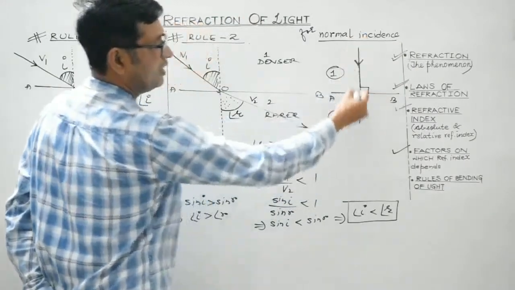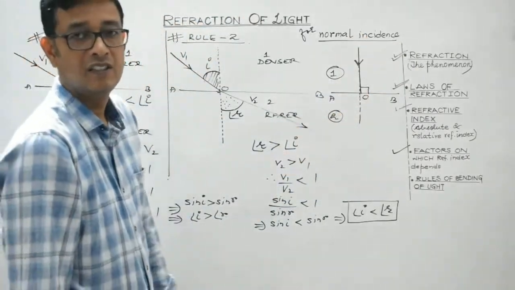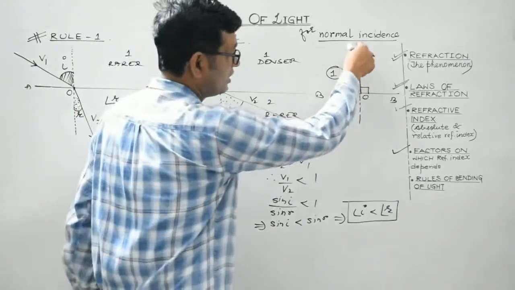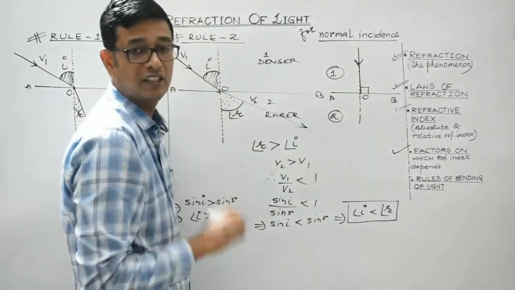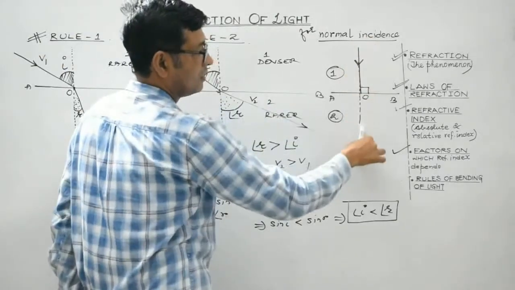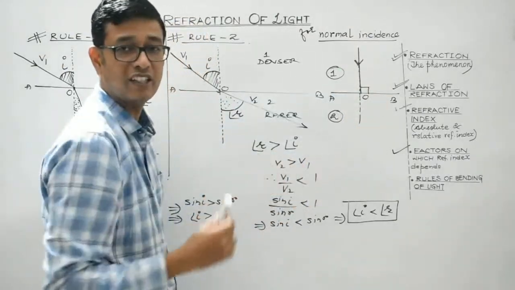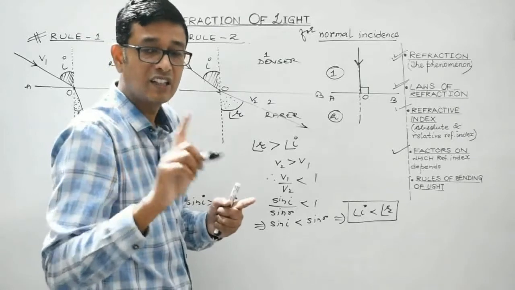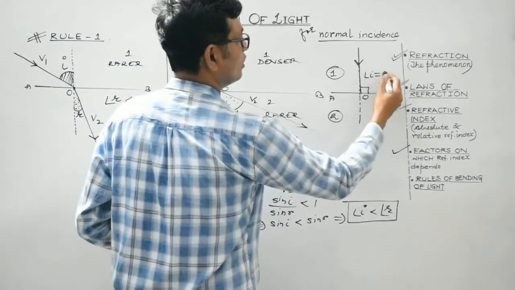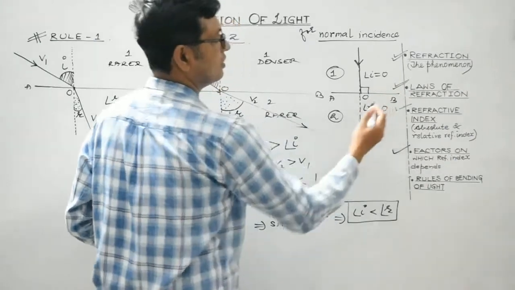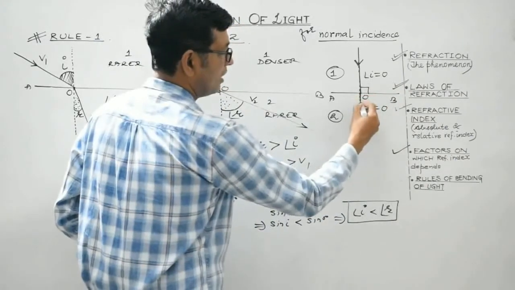So what is the angle which the incident ray makes with the normal? Yes students, what is the angle which the incident ray makes with the normal? It's not 90 degree, it is 0 degree. Normal and this is the incident ray. Both are coinciding. So the angle which the incident ray makes with the normal is 0 degree. So angle of incidence is 0. So here angle of refraction is 0. So it will remain undeviated.